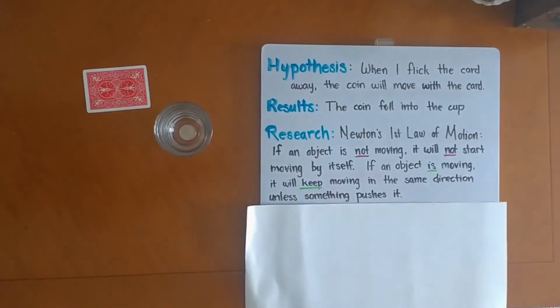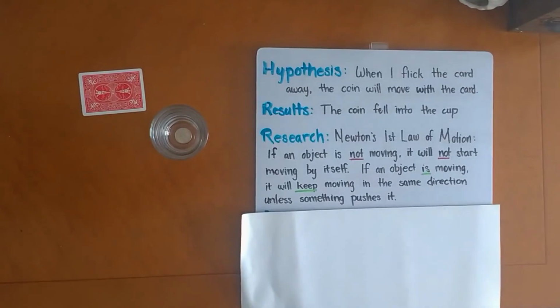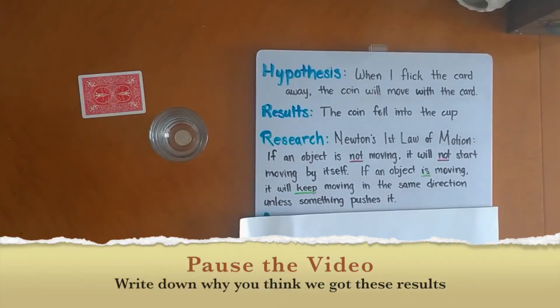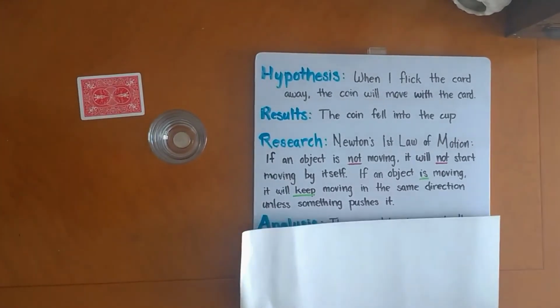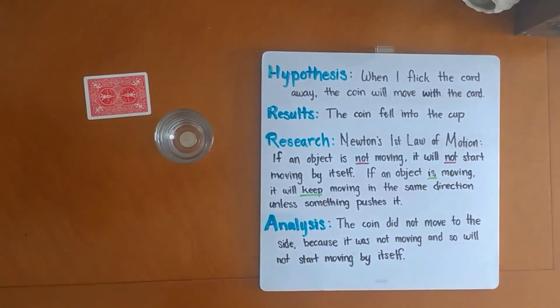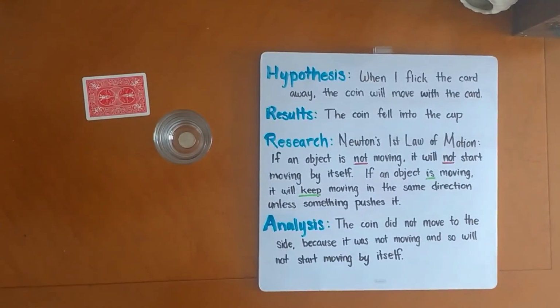Take a minute using your knowledge of Newton's first law of motion and what you saw in the experiment and try to think, why did what we see happen? In my analysis, I wrote that the coin did not move to the side because it was not moving, and so it will not start moving by itself because of Newton's first law.